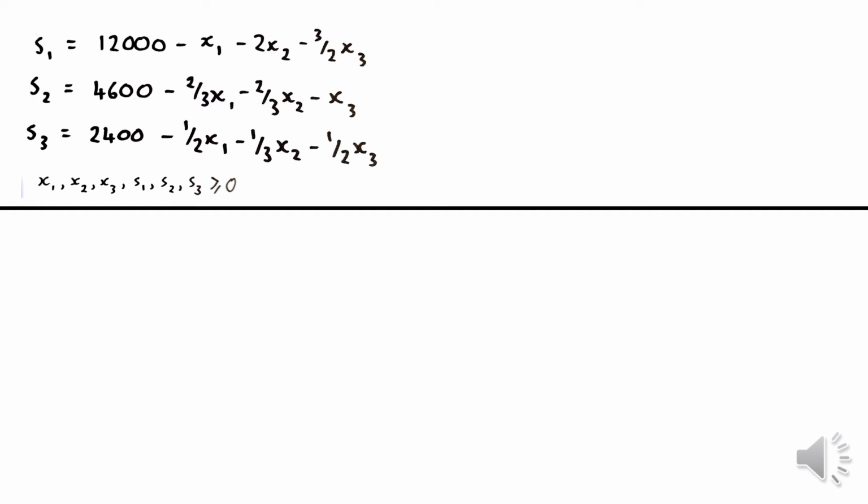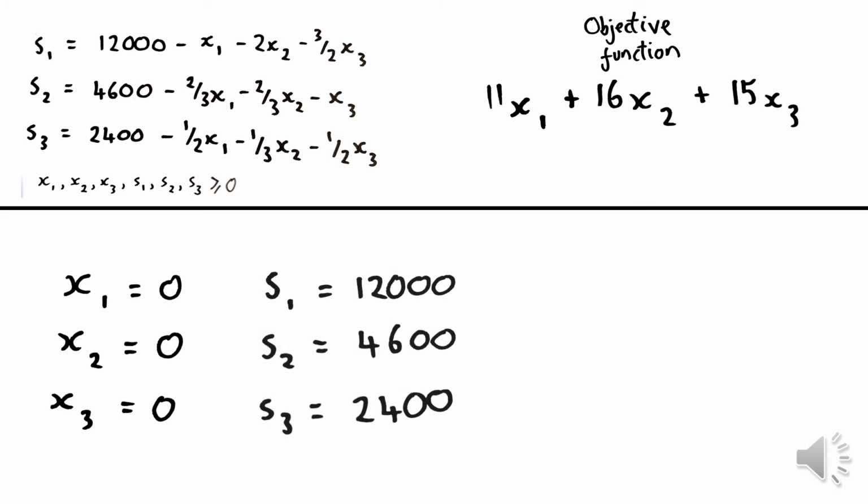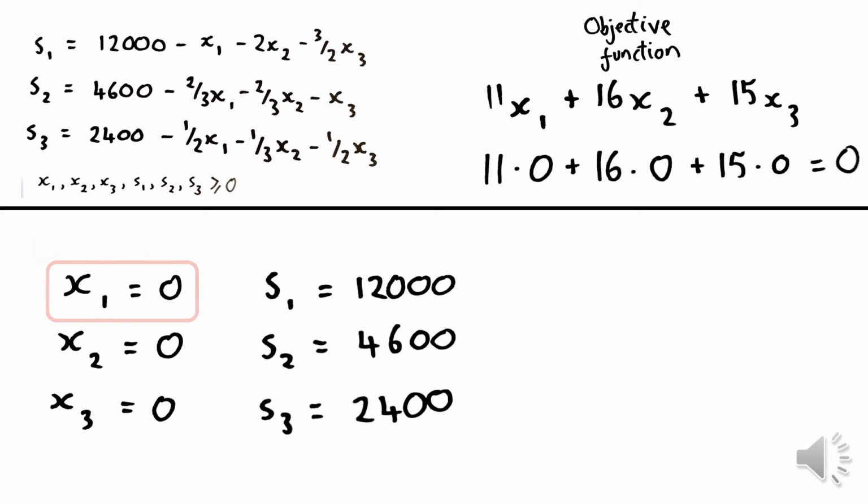Remember that we're trying to maximize this objective function. For our first attempt, let's try a trivial solution. We can set all the x's to 0 and set the s's to make up what's left, the slack, if you will. If we substitute these x's into the objective function, we get 0. This clearly isn't the maximum we can get, so let's try to increase the value of one of the non-basic variables. Here, we'll increase the value of x1.